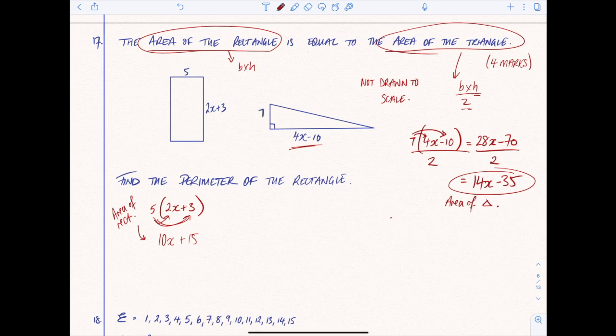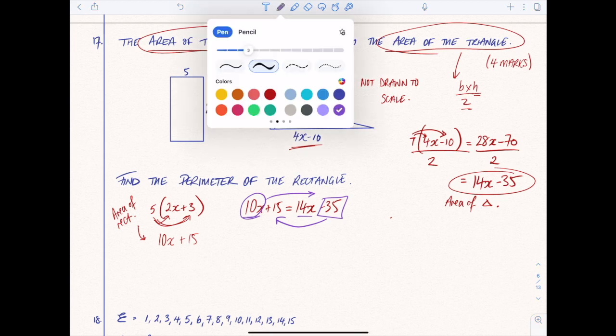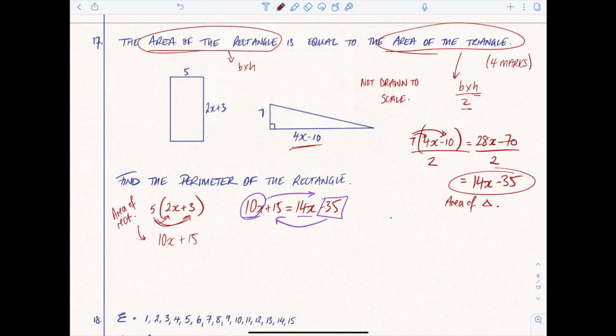Now it tells me that the area of the rectangle is equal to the area of the triangle. So I can then say 10x plus 15, area of the rectangle, is equal to 14x minus 35. So I've just formed an equation here that now I can actually begin to solve. If you have x's on both sides of an equation, move the smaller x. So the 10 is the smaller x, it goes that way, which means this number needs to go the other way. And if you need to do any more work on solving equations, make sure you watch my video I've done on that.